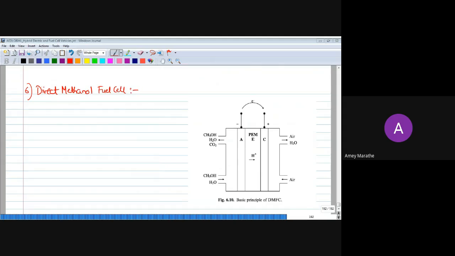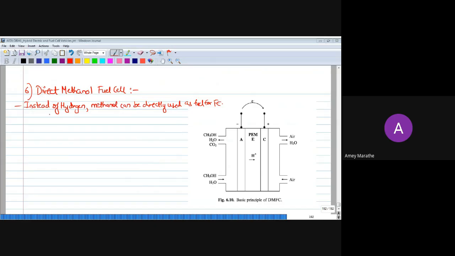So here, this type of fuel cell is not dependent on hydrogen. There is one difference. Instead of hydrogen, methanol can be directly used as a fuel for the fuel cell. And that is why the name direct methanol fuel cell.